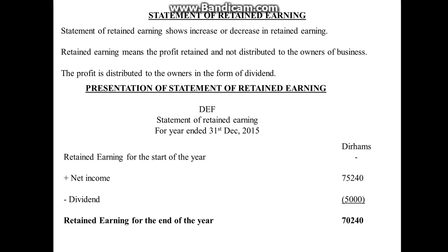Now you have to keep this answer because it will be needed in the next part, which is the balance sheet. So let's move on to the last part, which is the balance sheet.